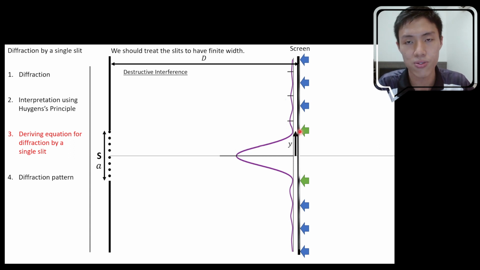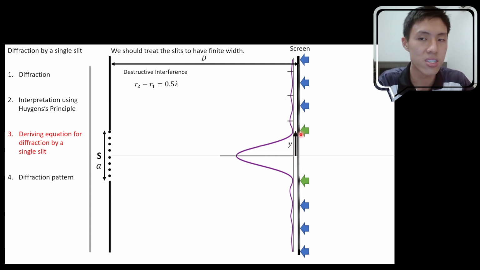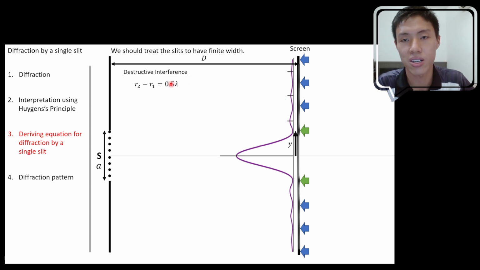Okay, so we know that over here destructive interference occurs because you see a dark spot or a dark fringe over here, so definitely destructive interference. You know that the defining characteristic of destructive interference is that the path difference is something plus half lambda. Okay, so a standard one will be 0.5 lambda.